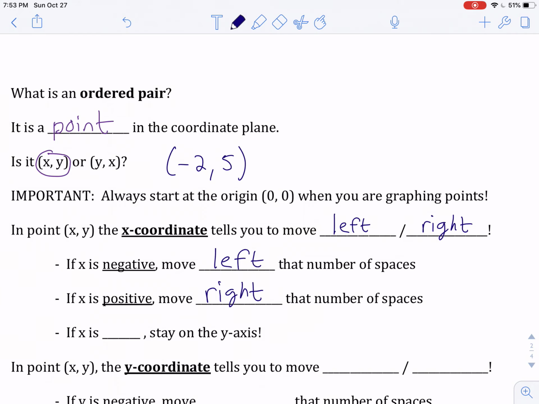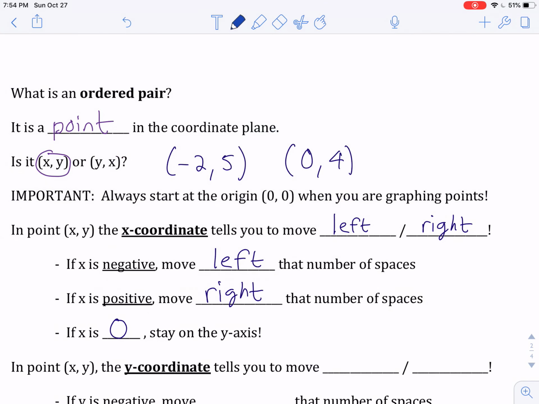What about something like this? We kind of talked about it in the warm-up. What if it was like 0, 4? Would we move left or right at all if x equals 0, or no? No, it's going to stay on the y-axis. So if x is 0, we're going to stay on the y-axis and not move at all.